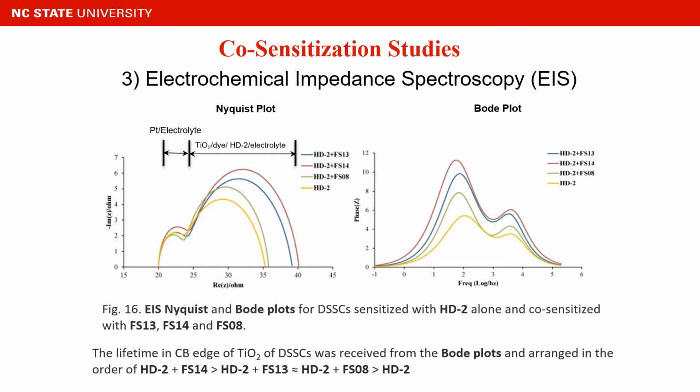Finally, the electrochemical impedance spectroscopy, EIS, Nyquist and Bode plots for the DSSC sensitized with HG2 alone and co-sensitized with FS13, FS14, and FS8. We found that the electron lifetime in the conduction band of titanium oxide of the DSSC, obtained from the Bode plots, is arranged in the order HG2 plus FS14 more than HG2 plus FS13, approximately equal to HG2 plus FS8, which is more than HG2 itself.